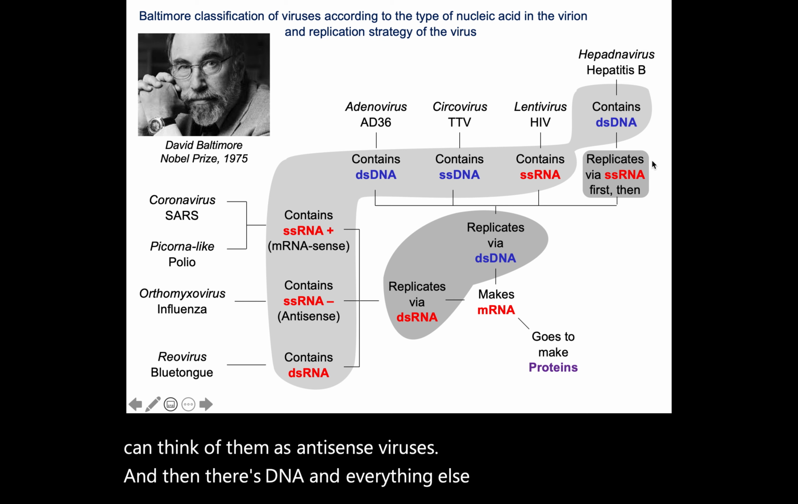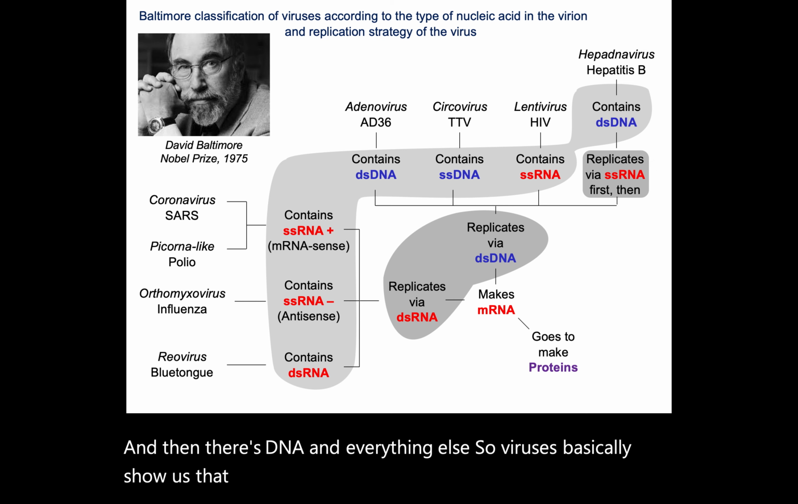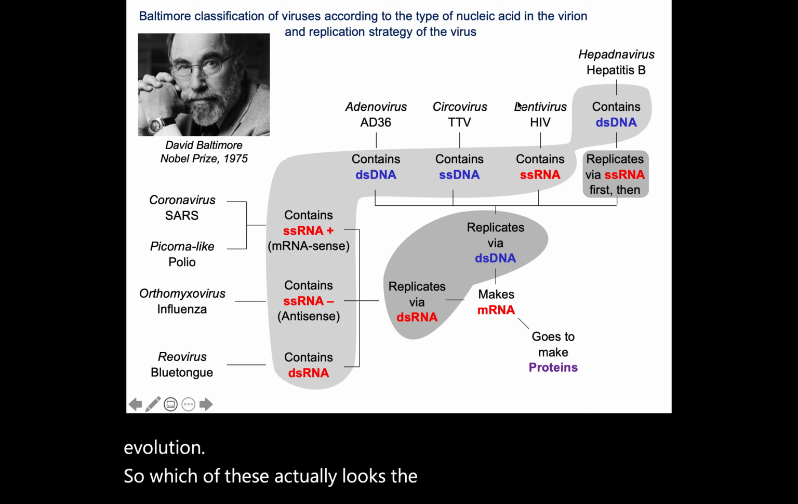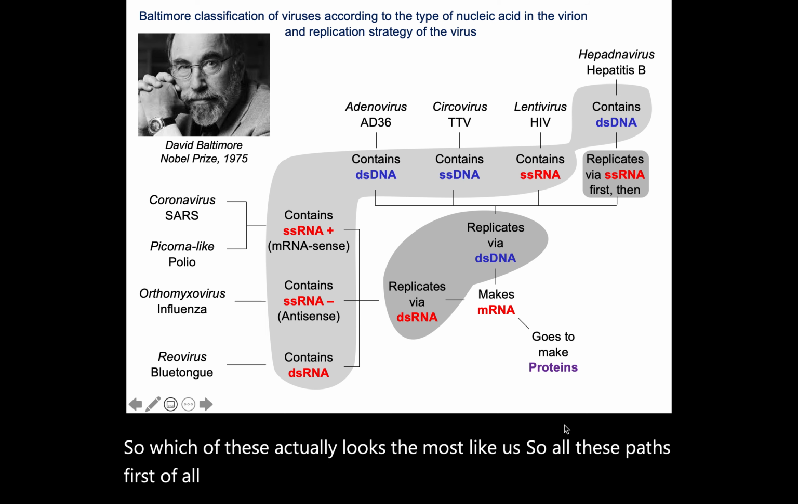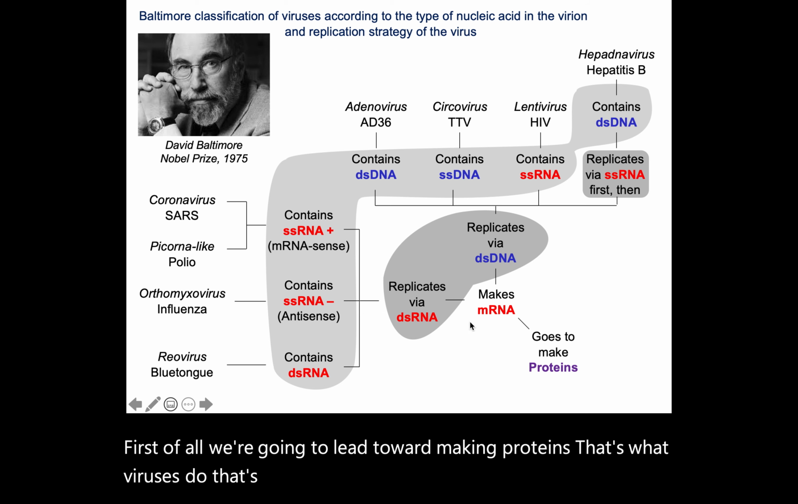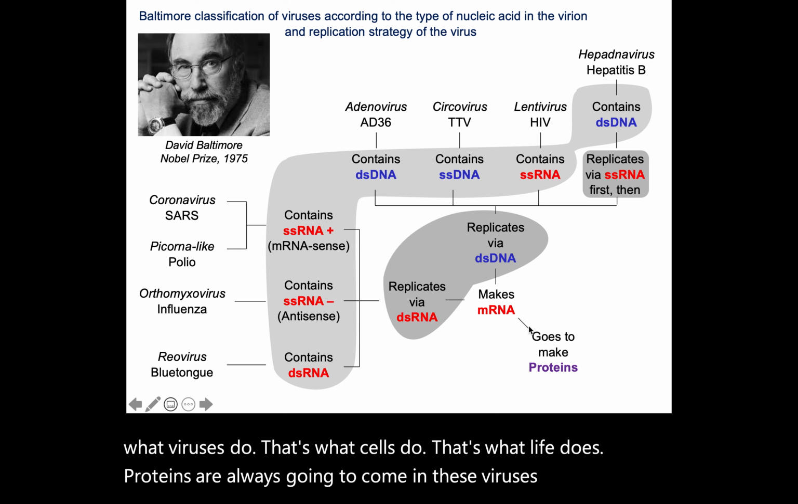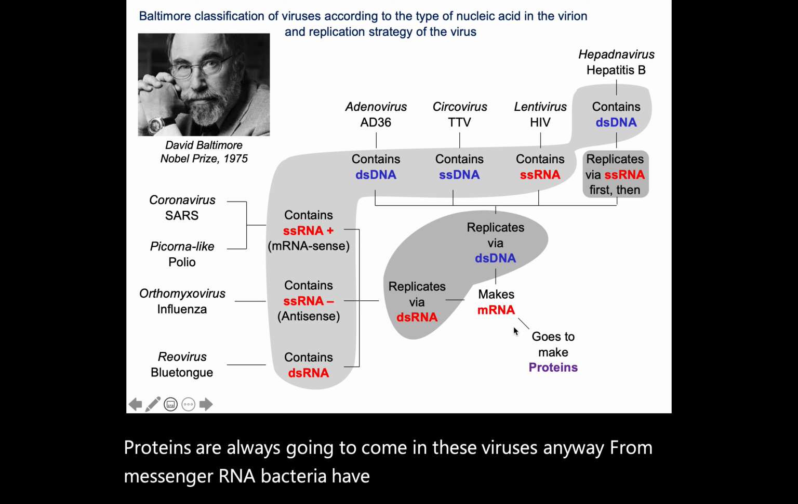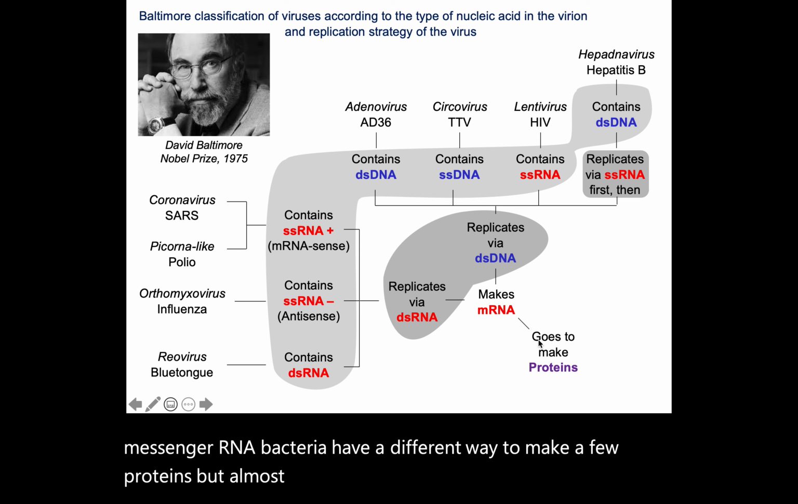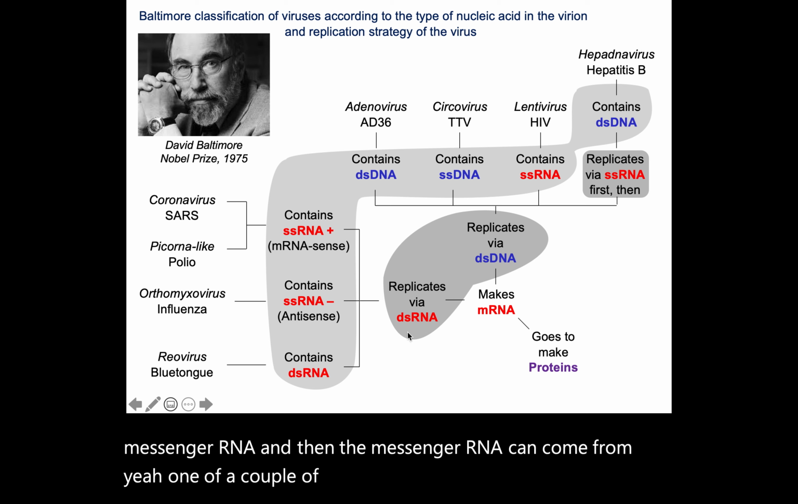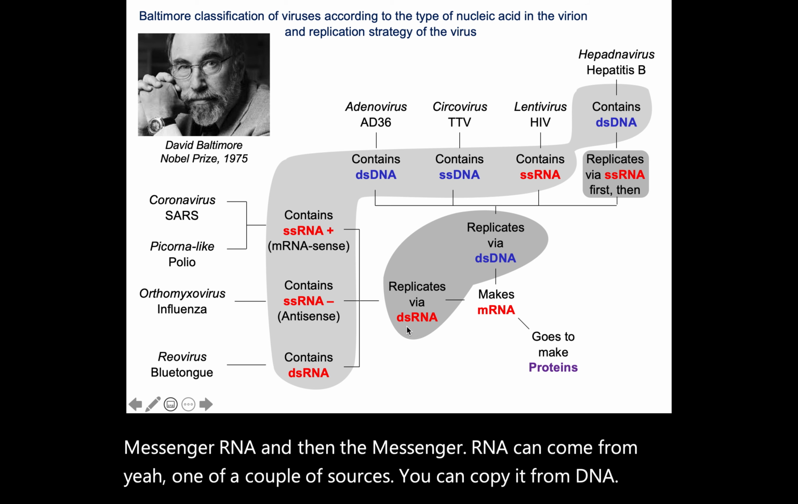So viruses basically show us everything that life could have been during evolution. So which of these actually looks the most like us? So all these paths, first of all, are going to lead toward making proteins. That's what viruses do. That's what cells do. That's what life does. Proteins are always going to come in these viruses anyway from messenger RNA. Bacteria have a different way to make a few proteins, but almost everything in a bacterium also comes from messenger RNA. And then the messenger RNA can come from one of a couple of sources. You can copy it from DNA, or you can copy it from double-stranded RNA.